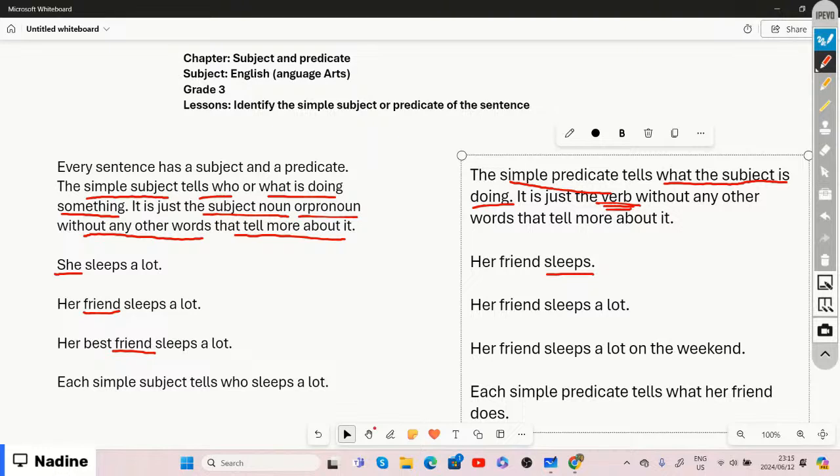And then also in our next sentence, we also need to say what the subject is doing without any other words. It tells us more about it. And then we can also say her friend sleeps a lot. So if we were to identify what a friend does, then also within the sentence, we can just say her friend sleeps. Not all the other extras, only sleeps. Only the action, only the verb that tells us what the friend is doing.